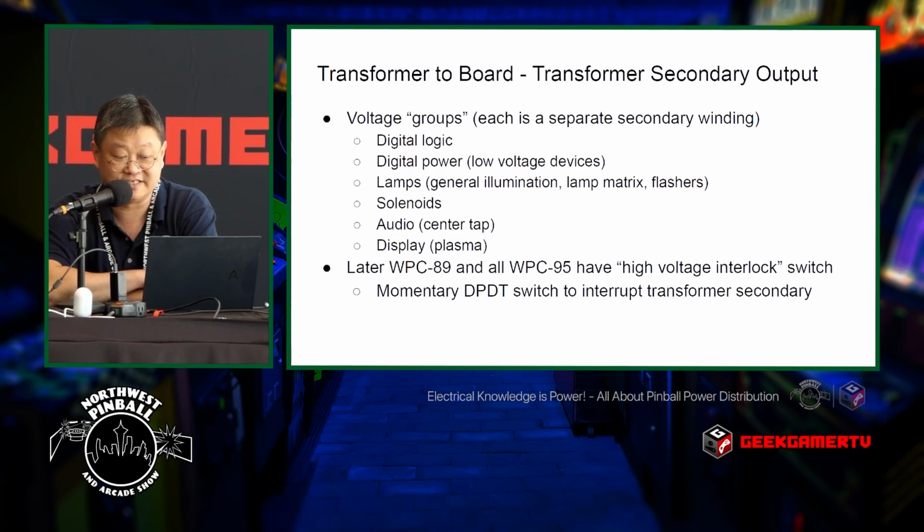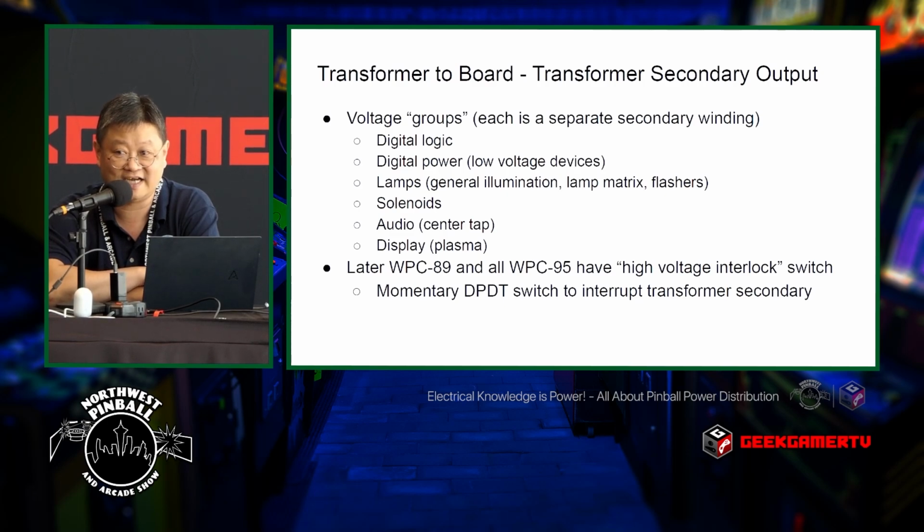The general illumination is 6.3 volts AC. The lamp matrix is 18 volts DC, and flashes are 20 volts DC. So when you're referring to a lamp, you really need to know what kind of lamp it is, and by virtue of that, where the power source is. Not all lamps are the same in a machine, as you've probably already realized. General illumination is always on. It can be dimmed in WPC machines. Lamp matrix is software controlled, typically presented in an 8x8 matrix, individually controlled by software.